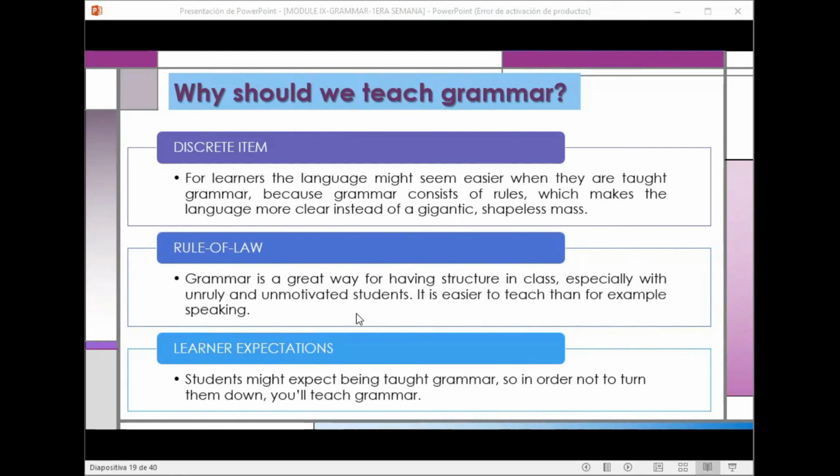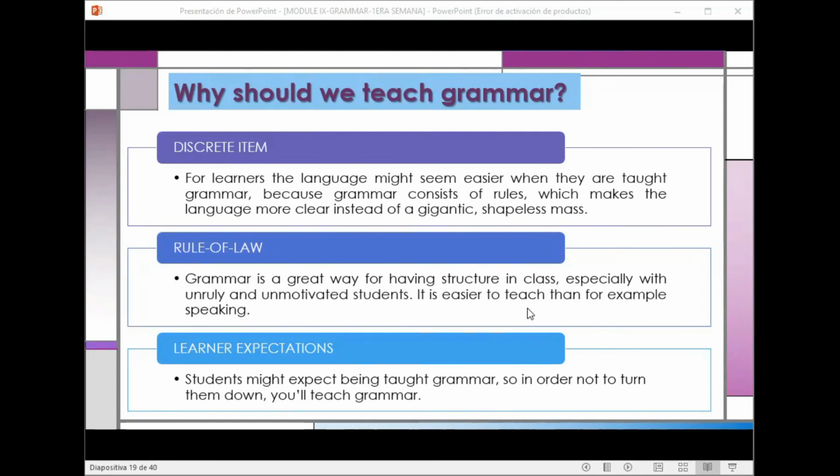The other one is the rule of law. Grammar is a great way of having structure in class, especially with unruly and unmotivated students. It is easier to teach than, for example, speaking. So teaching grammar in some situations is not so complicated. If we compare with other skills, for example speaking, teaching speaking involves more time and different strategies or techniques to make our students speak.